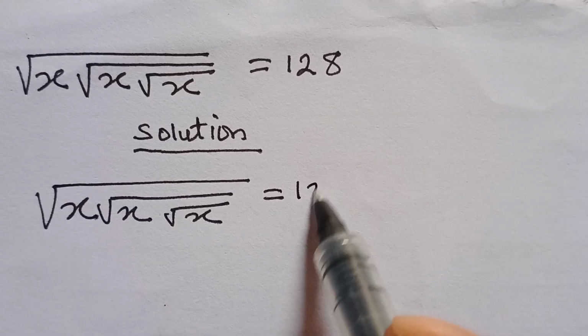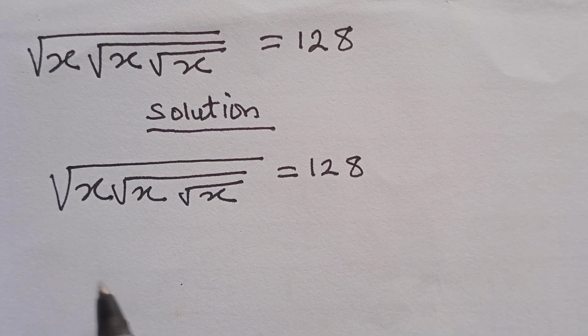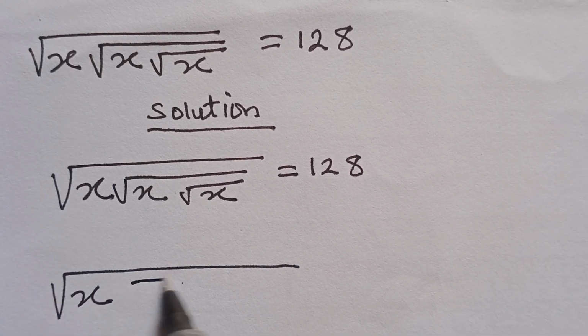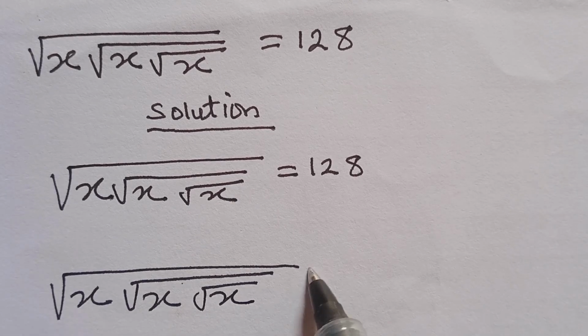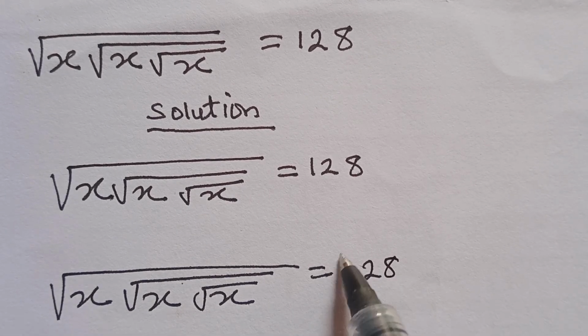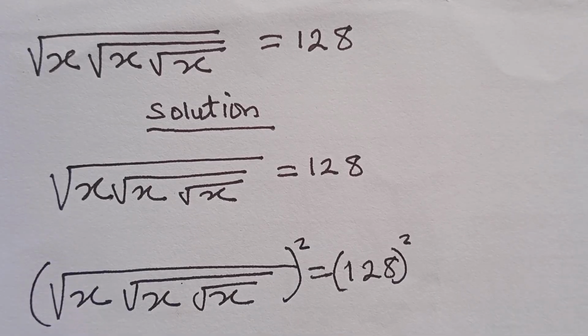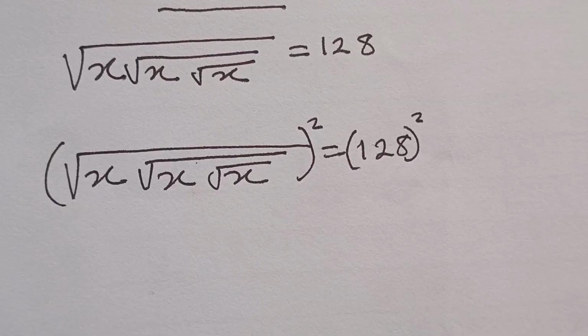kind of mathematical equation. Today we have square root of x into bracket square root of x, everything to bracket square root of x will be equal to 128. Let's get started. To find the value of x in this kind of mathematical expression requires some mathematical skills and formulas. Firstly, let's square both sides.